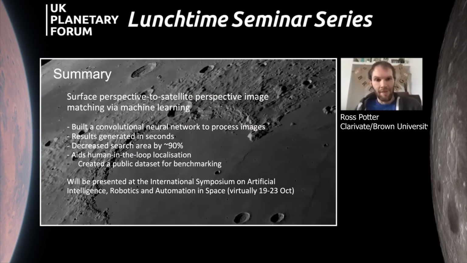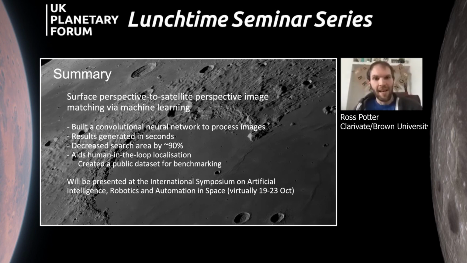So in summary, our project was to use surface perspective to satellite perspective image matching via machine learning to try and better locate rovers on the surface of a planet. This is important not only for navigation purposes, but also for making sure you will be able to sample any material that you want correctly.